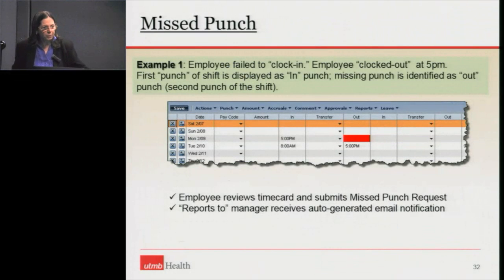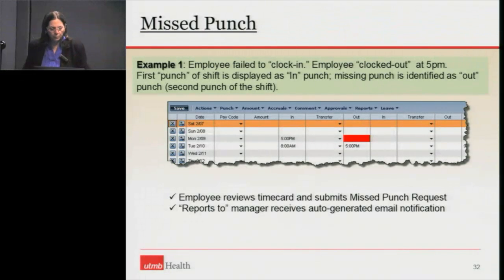So a missed punch is a little bit more complicated simply because there is a second step to it. We have two examples here. The first example is, again, an employee who failed to clock in the morning at the beginning of their 8 to 5 shift. So when they clocked out that day, the 5 p.m.